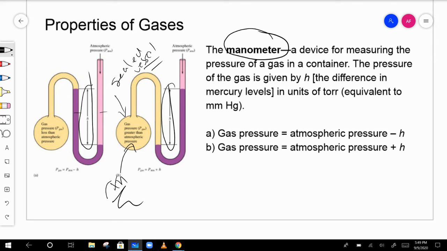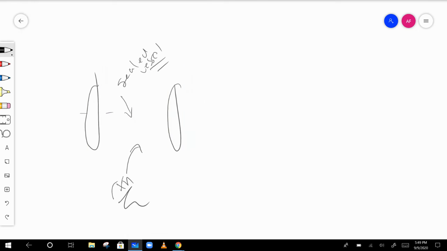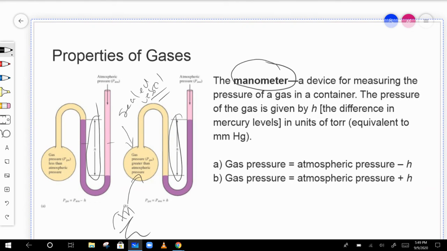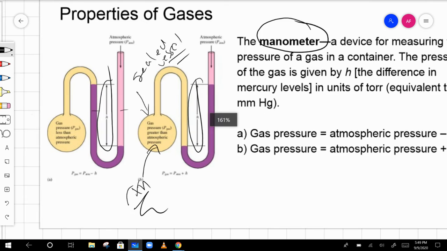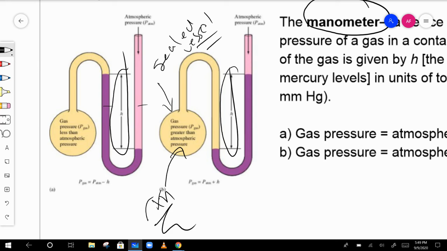Okay, so if you look here, oh, it doesn't want to cooperate. Hold on. There we go. So the pressure of the gas inside is equal to the atmospheric pressure minus the height of the column here, if it was less.